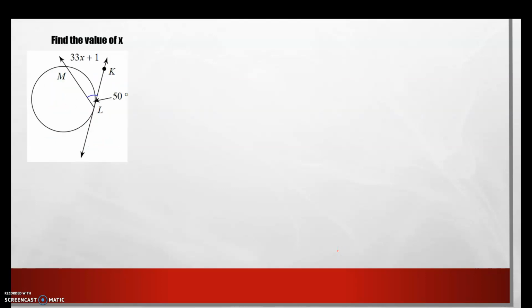So let's try that one out. This angle here is 50 degrees, which means this arc around here should equal 100 degrees. But they're telling you the measure of that arc is going to be 33x plus 1. So I'm going to set 33x plus 1 equal to 100 degrees. Again, your angle is 50 and the arc is going to be twice that at 100. So I just solve for x here. Subtracting 1 from both sides, I'm going to get 33x is equal to 99, which means x is equal to 3.